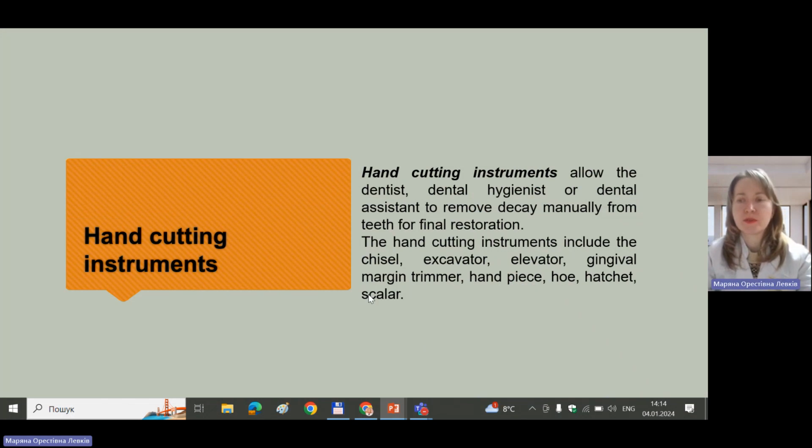Hand cutting instruments allow the dentist, dental hygienist, or dental assistant to remove decay manually from teeth for final restoration. The hand cutting instruments include the chisel, excavator, elevator, gingival margin trimmer, hand piece, hoe, hatchet, and scaler.